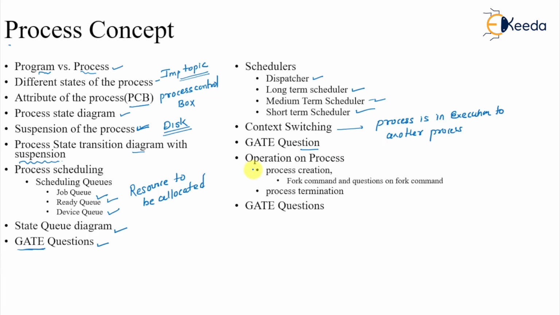We are going to talk in extent about the operations on the process, that is process creation, and we are more concerned here with the fork command, which is used for creation of a child process. Okay, child process. And we'll solve some questions related to this. We'll also see the process termination part, and then again we'll see the GATE questions.